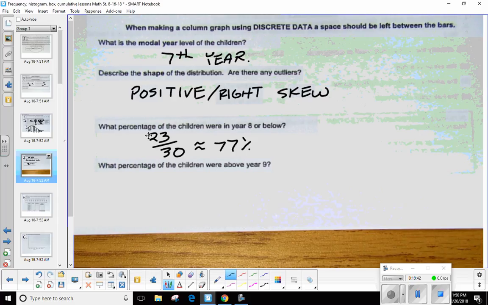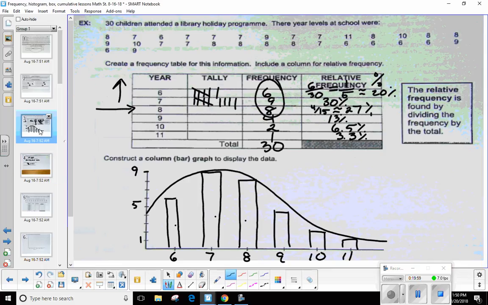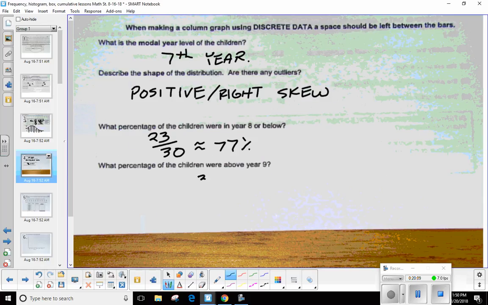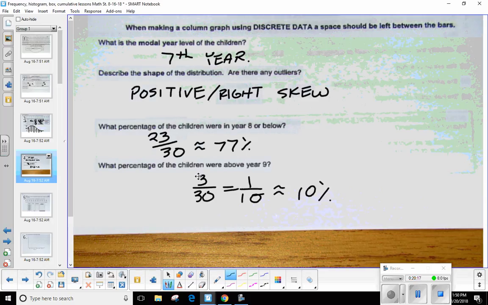There you go. These are frequency tables, a very, very easy way just to categorize your data. And the bar graph is a very easy way to visualize it. What percentage of children were above year 9? Now, does that include year 9? No. So we're only talking about how many kids? 3. So what's my percentage here? 3 out of 30, which is 1/10. And that's about 10%.